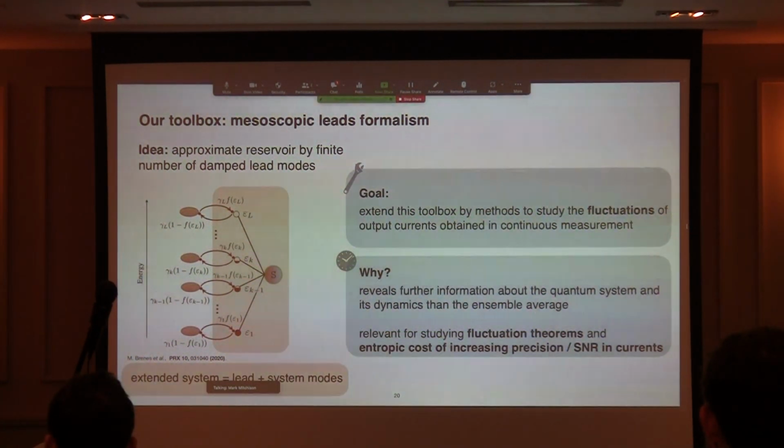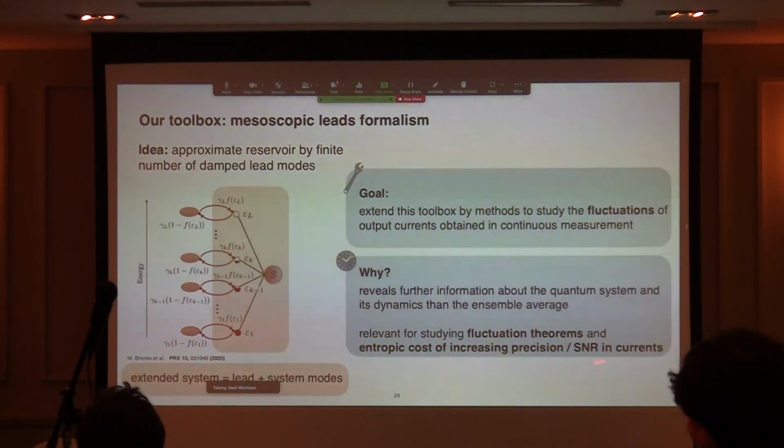And our goal now is to extend this toolbox that I've described by a method to study fluctuations of output currents. Well, that's one of our goals, and output currents that would be obtained in continuous measurement. Why? Because we want to go beyond the information that we can obtain in ensemble averages, or dynamics that are described at the level of ensemble averages. And this might be relevant then for studying fluctuation theorems, or, for example, relations that describe an interplay between the entropic cost or increasing precision or signal-to-noise ratios.